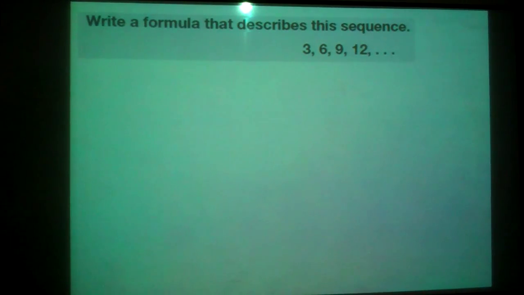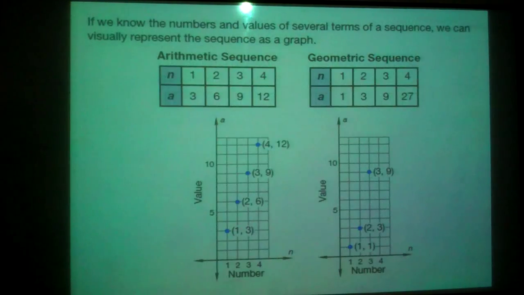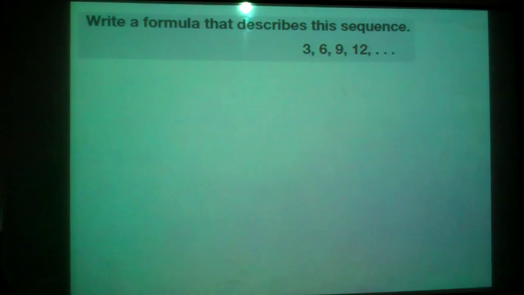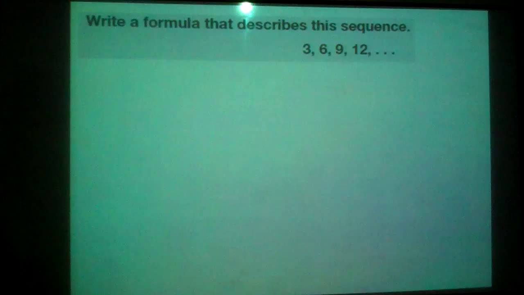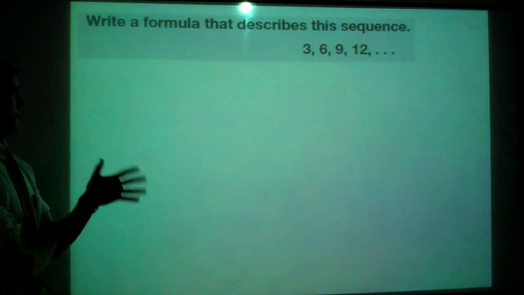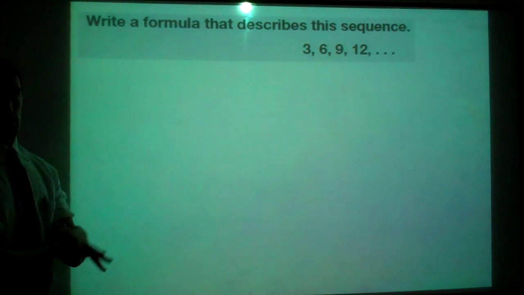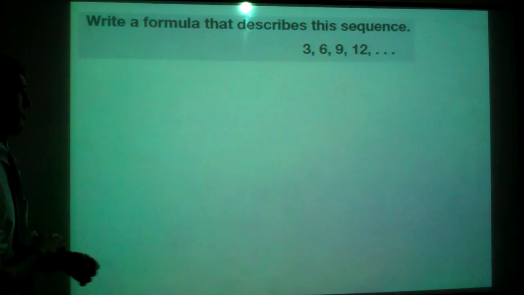Okay, so these are the same sequences right here, and what we're going to do is come up with a formula that describes this sequence. And this is where it gets a little tricky, because yes, in between each term we are adding, but when we look at coming up with a formula relating the inputs to the outputs, there will be no addition involved.